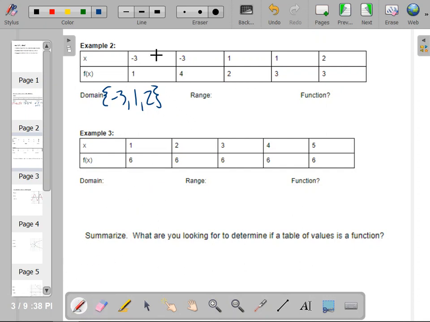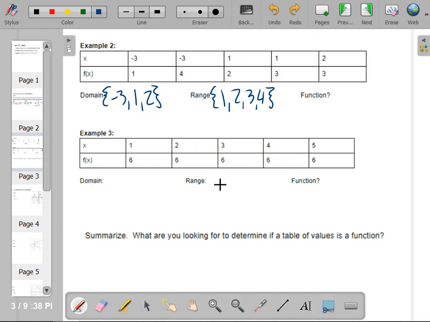Range, 1, 2, 3, 4. And again, since there's two 3s, I just don't list the second one. 1, 2, 3, 4. You want to put it in ascending order. 2 is smaller than 4, so it should go first. 1, 2, 3, 4. Is it a function?